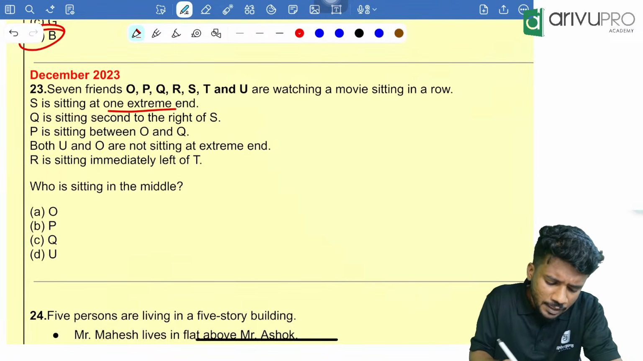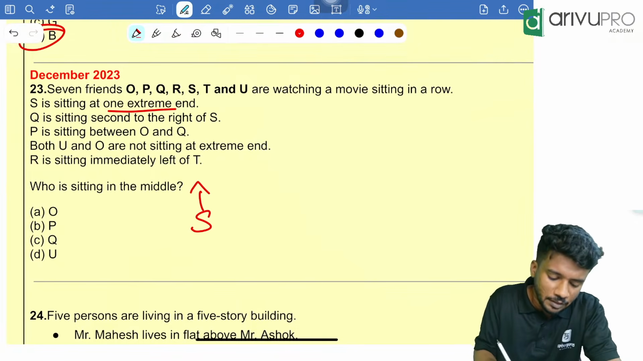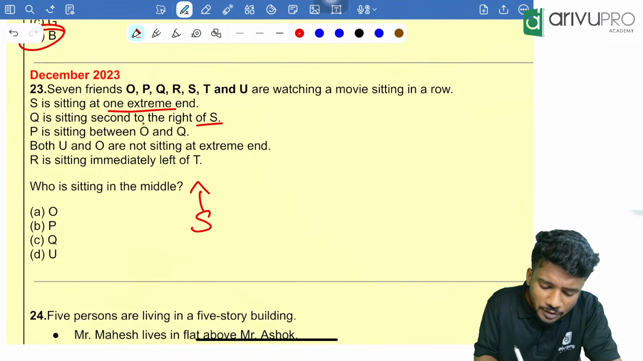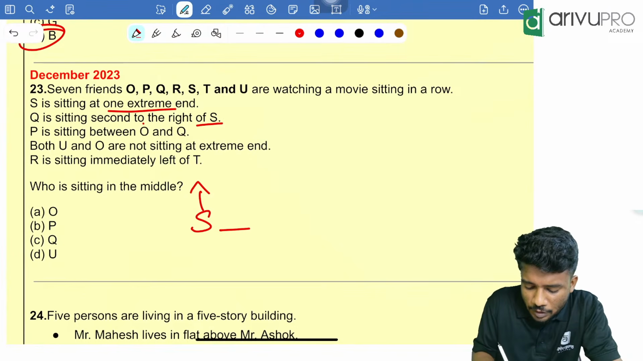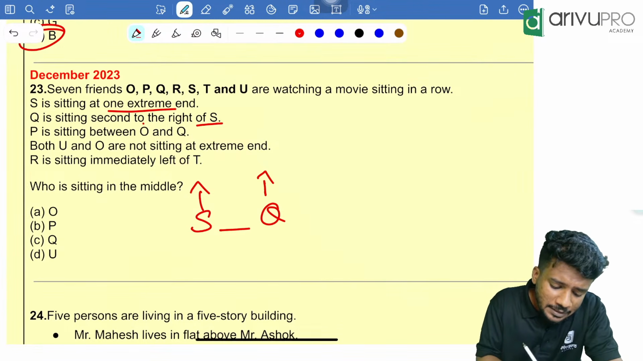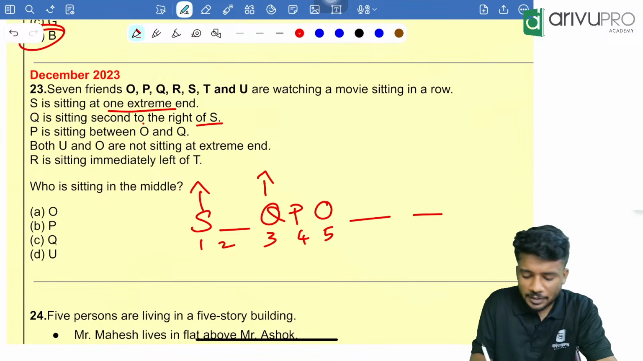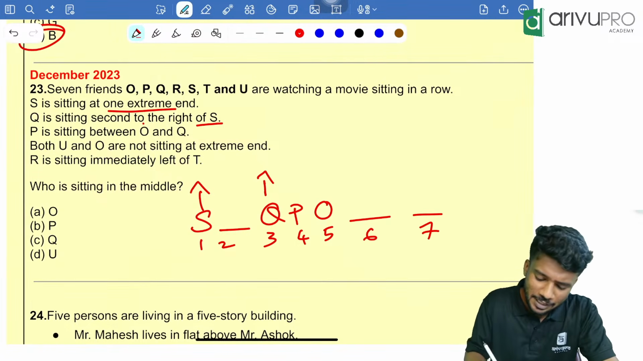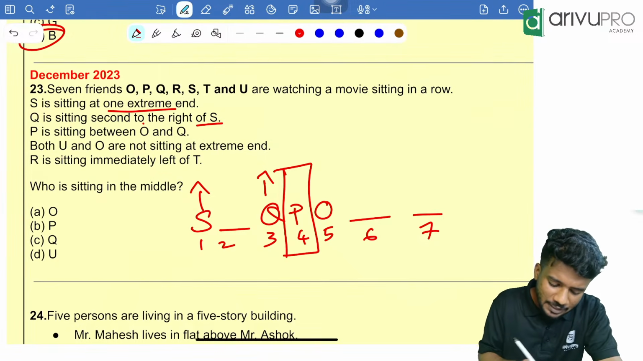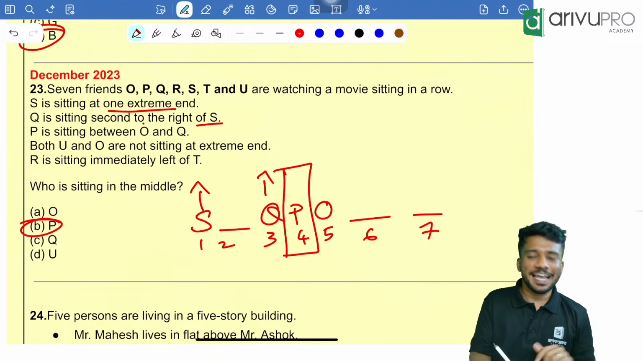Now, S is sitting at one end. I am writing S is at the left end. Then Q is sitting second to the right of S. That means 1, 2, second to the right means Q is over here. Then P is sitting between O and Q. Now 1, 2, 3, 4, 5, 6, 7. How many people are there in total? 7 people are there in total. Who is there in the middle? P is there in the middle. Option B, P is your answer.